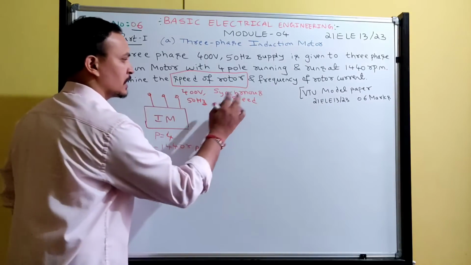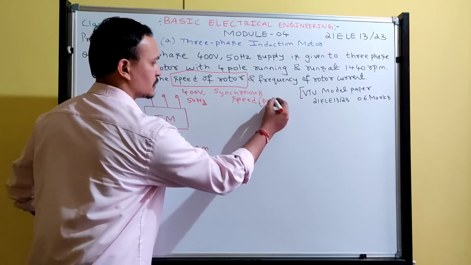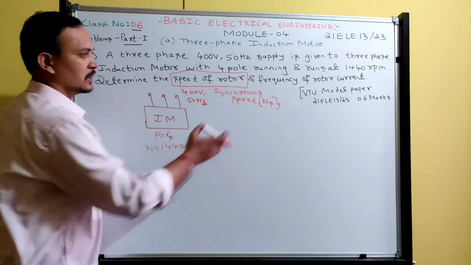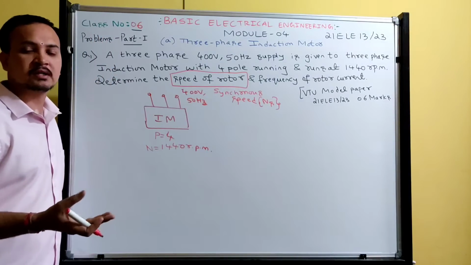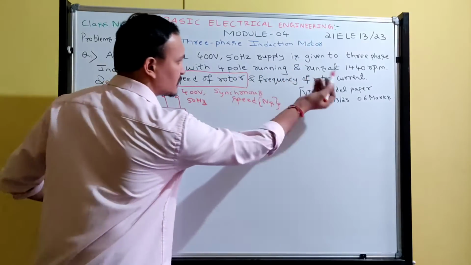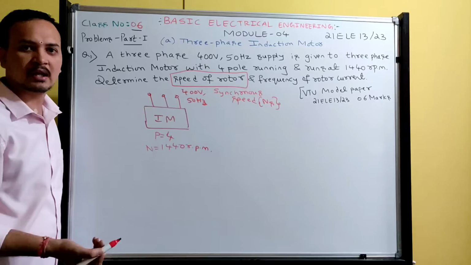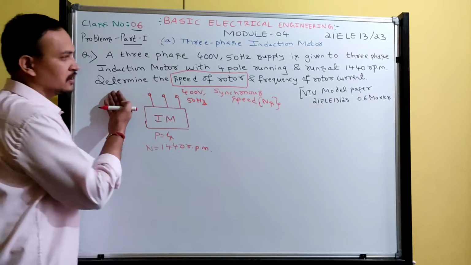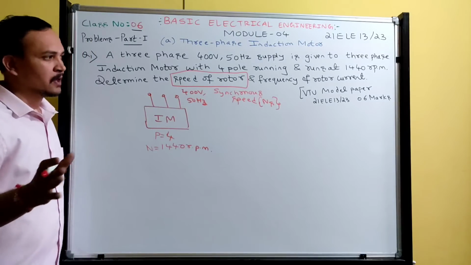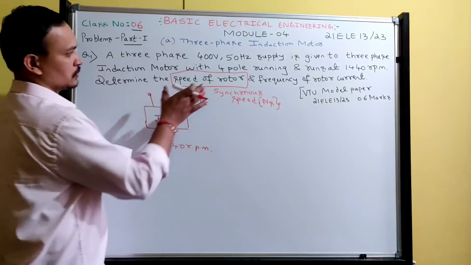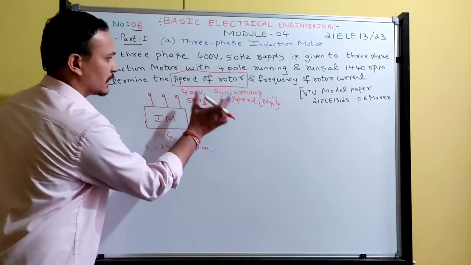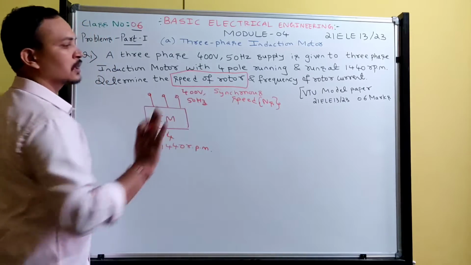One is called synchronous speed, denoted as Ns. This is the speed of the rotating magnetic field, that is Ns, and the speed of the rotor is N. They already gave 4 pole and runs at 1440 rpm, which means the rotor is running. How can they ask again to determine the speed of the rotor? So unknowingly it is a typing mistake in the model paper. So you correct this question to determine the synchronous speed.